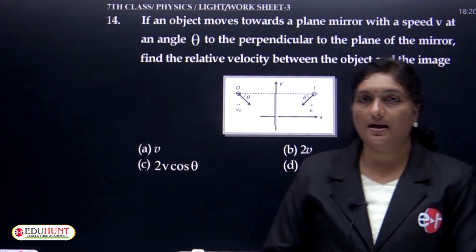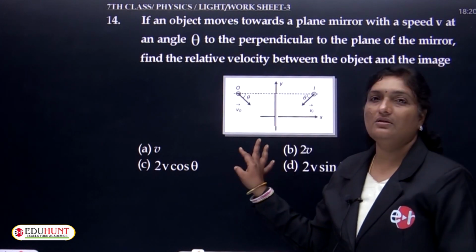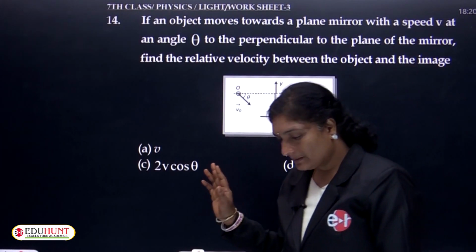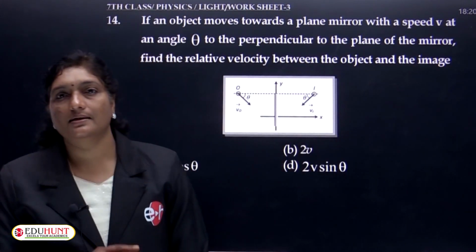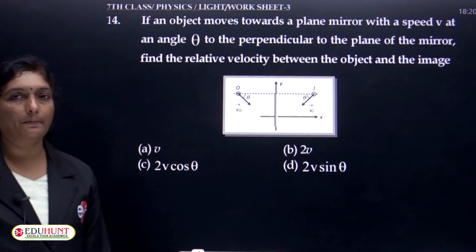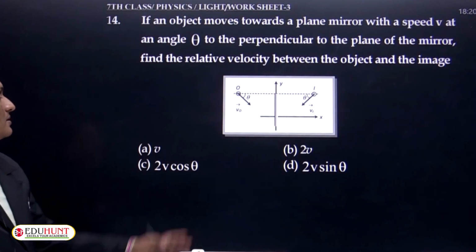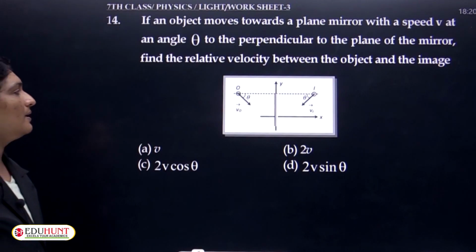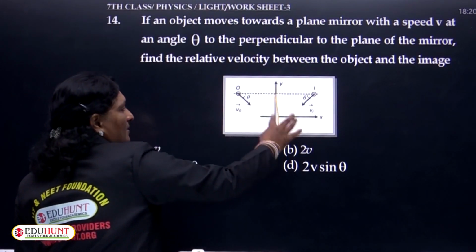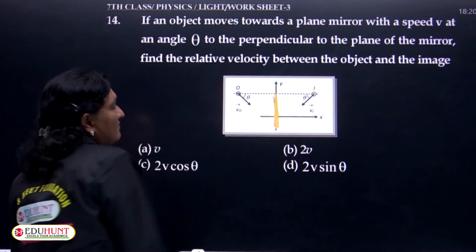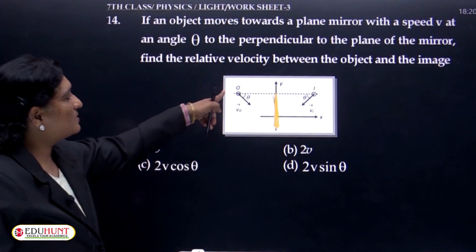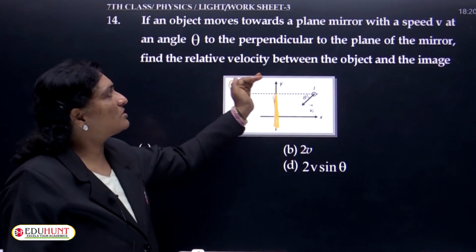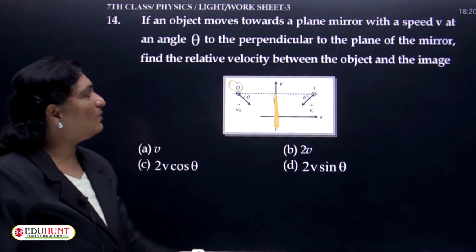If you are good at vectors, if you have a good knowledge of the resolution of vectors, this is the easiest question. But listen carefully. Okay. Well, so this is the question that is given. If an object moves towards a plane mirror. So here you can observe the plane mirror, children. This is your plane mirror. An object, this O indicates your object. Given that an object moves towards a plane mirror with a speed v.